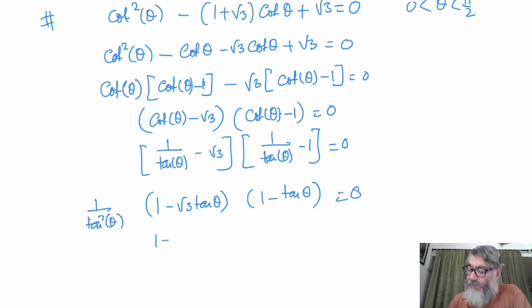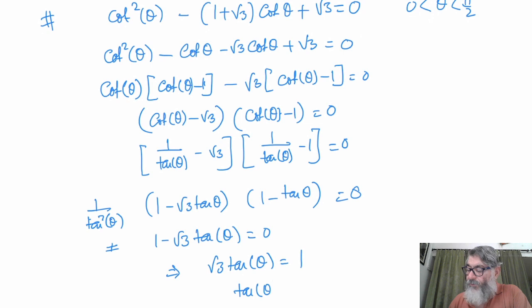So 1 minus root 3 tan theta: if 1 minus root 3 tan theta is equal to 0, that will imply root 3 tan theta is equal to 1, or tan theta will be equal to 1 upon root 3. 1 upon root 3 means tan 30 degree, tan pi by 6. So theta is pi by 6 here.